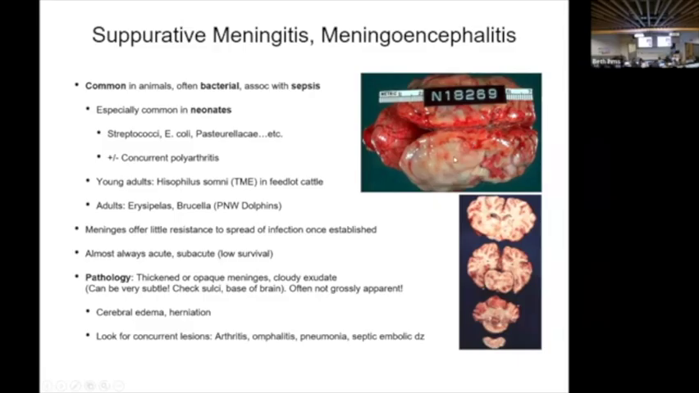This is severe. For the pathology, again, look at this guy, very thickened, opaque meninges. I can't see the brain through them. There's clearly some cloudy pus-like goop in here. This can be a subtle lesion. It's not always this severe.